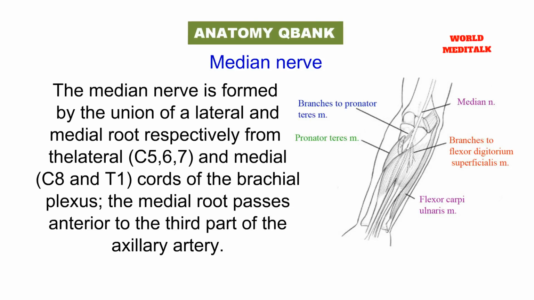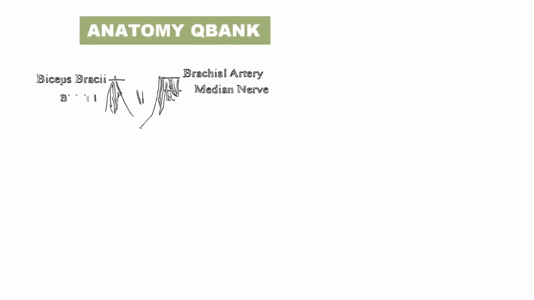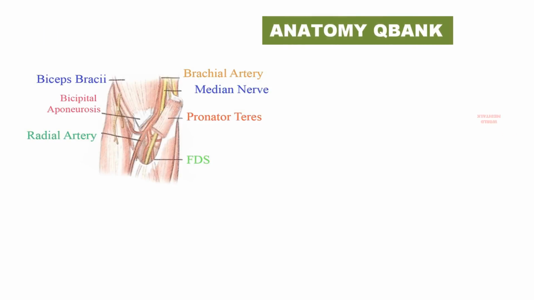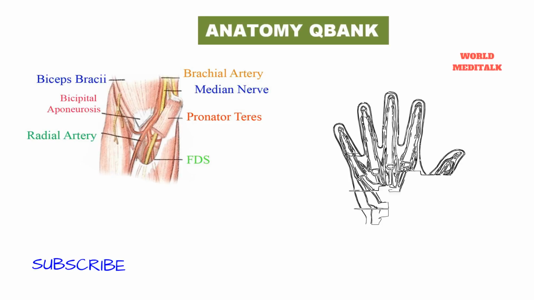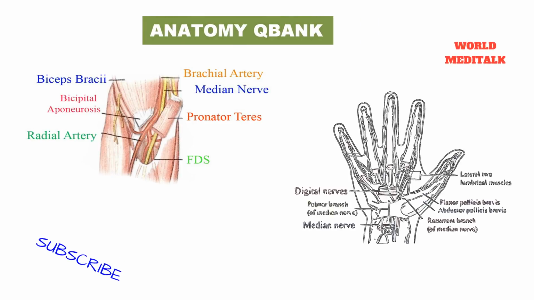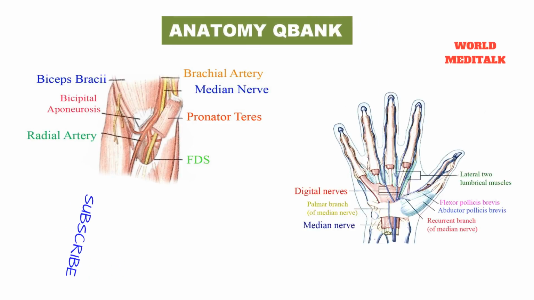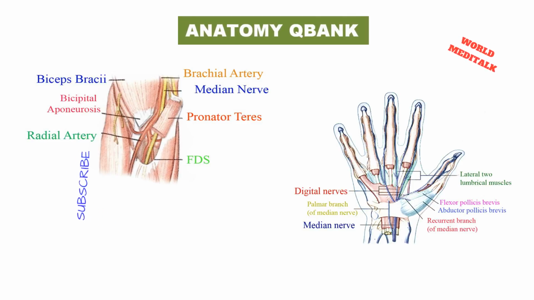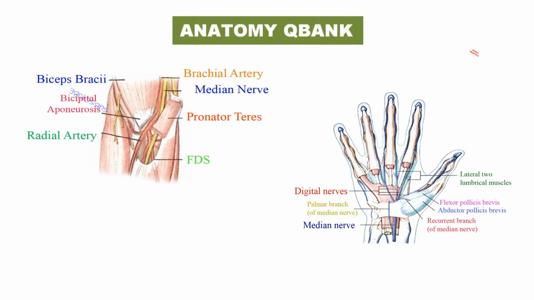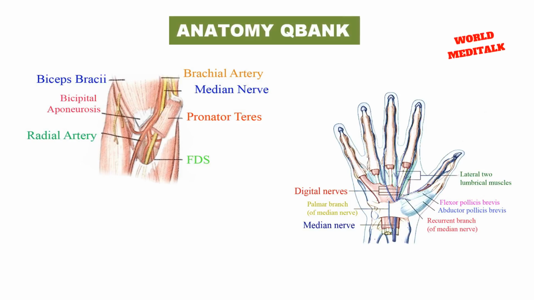It passes between the two heads of the pronator teres muscle and runs on the deep surface of flexor digitorum superficialis within its fascial sheath. Near the wrist, it becomes superficial between the tendons of flexor digitorum superficialis and flexor carpi radialis, deep to the palmaris longus tendon. It passes deep to the flexor retinaculum to enter the palm, but lies anterior to the long flexor tendons within the carpal tunnel.